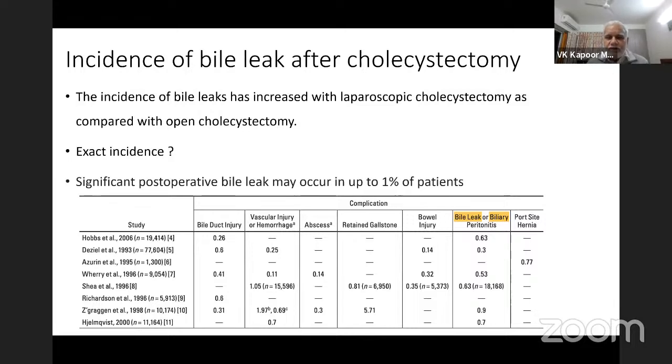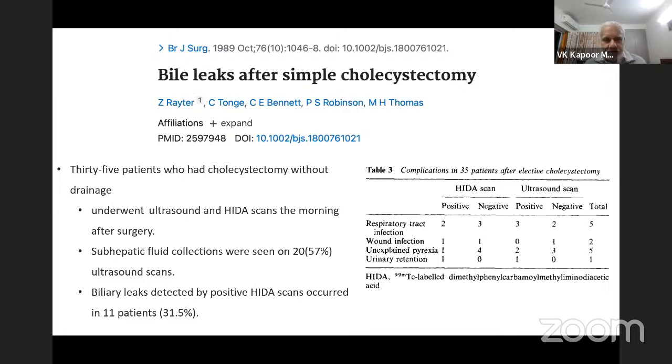And the incidence of bile leak, if you look at reports from all over the world, ranges from 0.5 to, if you look at data from countries where there is a prospective mandatory audit, it is even more than 1%. And this percentage has not changed overall over a period of time. So now lab chole has become part of surgical training, but still bile leak continues to be there. So it is an inherent problem of the procedure per se.